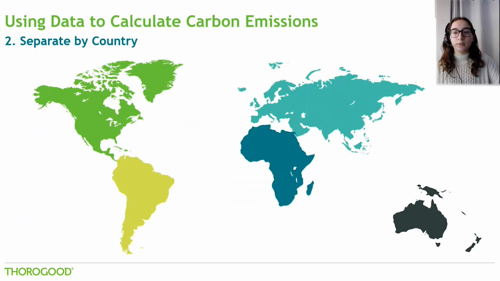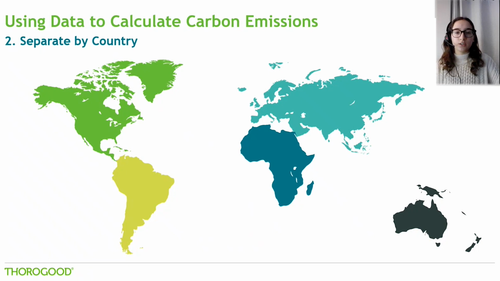The next thing that might help you calculate your carbon emissions is to break them down by country. This one's important because the operations in each country likely differ. For example, you might have more office buildings in some countries versus others. Or your manufacturing plants in one country produce different products than the manufacturing plants in another. The differences in business operations across countries will create differences in the amount of emissions each country produces.